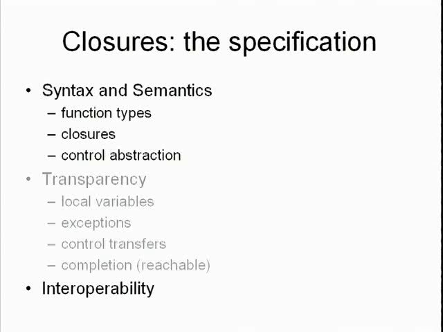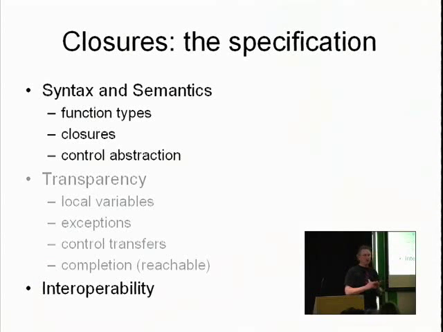And I think we've accomplished those things. So let me show you what the specification looks like. There's really three parts to the specification. There's function types. There's closures, those are values of function type. There's a control abstraction invocation syntax. It's a way of invoking a method that looks like a statement, but it really is just a method invocation. There's some things in the specification called transparency that I'm not going to talk about in detail.